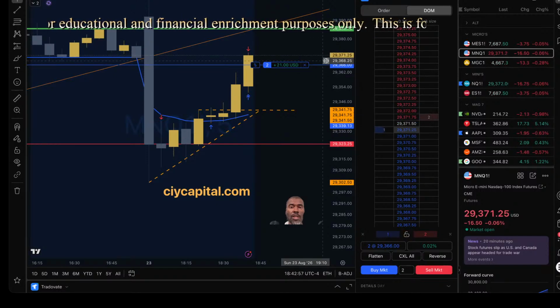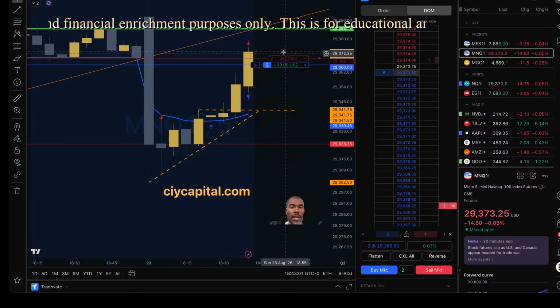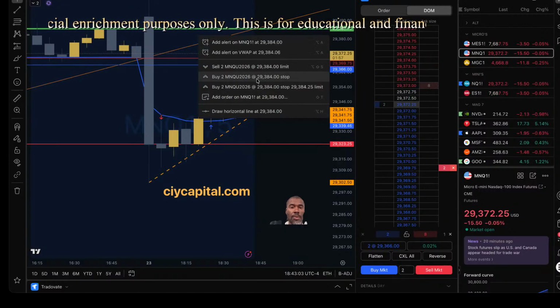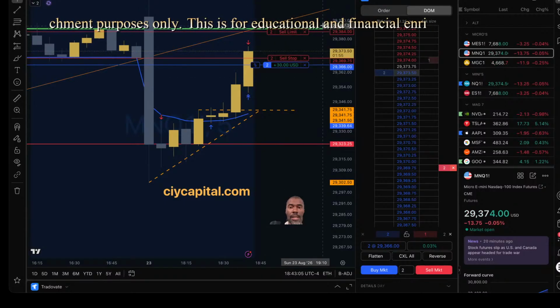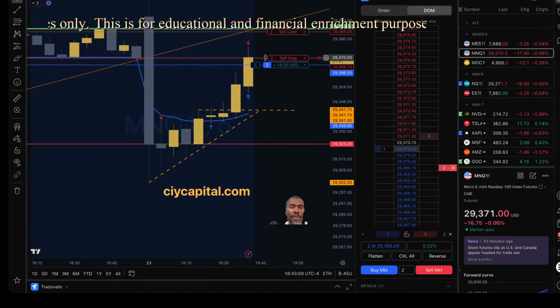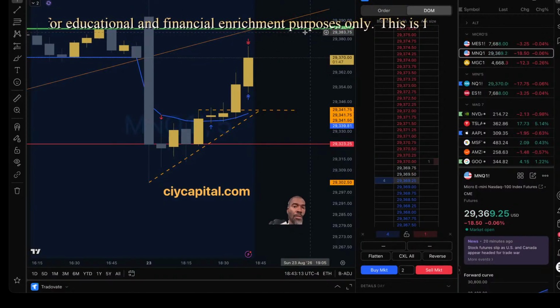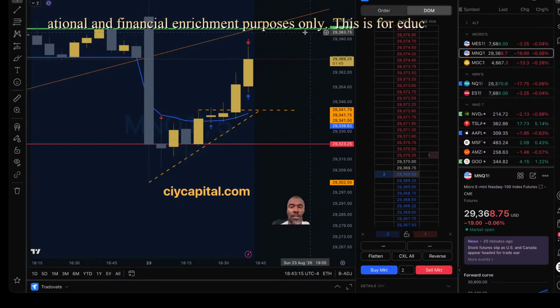All right, so what I'm gonna go ahead and do, I'm gonna trail this. If it hits this level, we're completely out. I'm not gonna wait till 385 exactly. If it taps me out, stop filled, that's fine. So now we're completely out of the position.